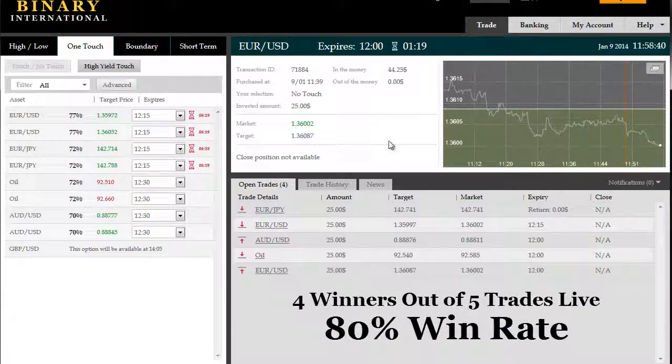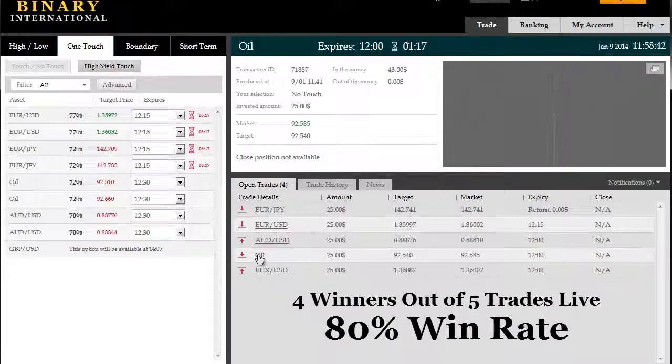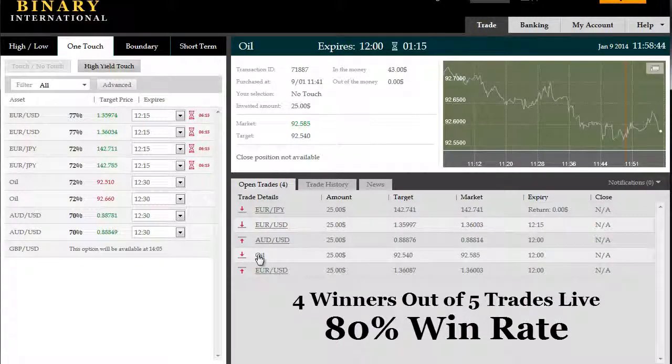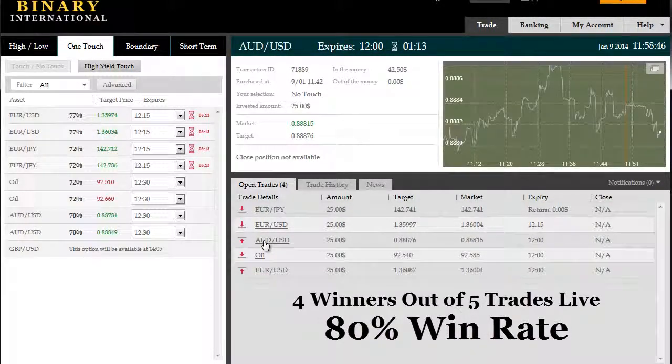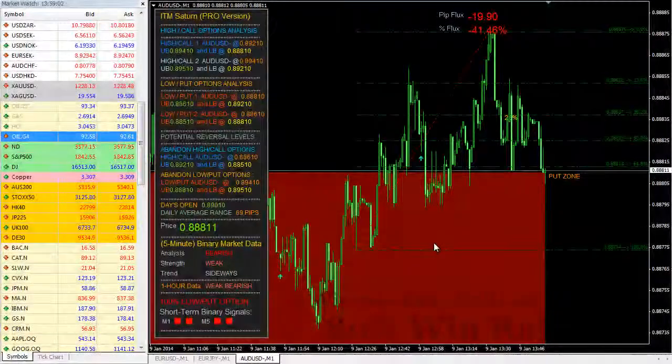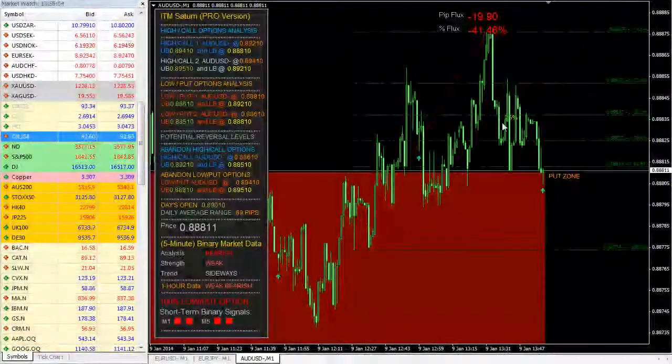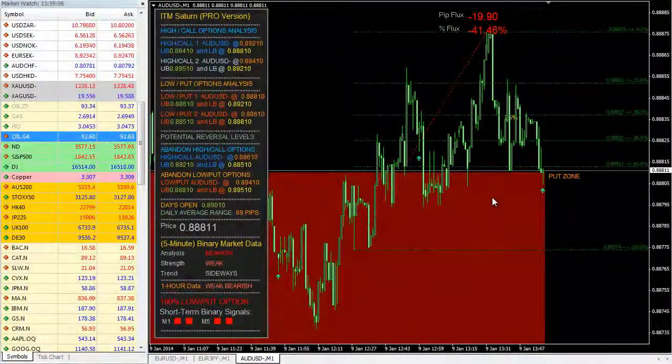So Euro USD is going to be expiring in a minute. Oil, which is also in the money, will be expiring in a minute. AUD USD, which is also very comfortably in the money, will be expiring in a minute. ITM Saturn was built exclusively to trade short-term touch and boundary options, but you can also trade it on high-low options.